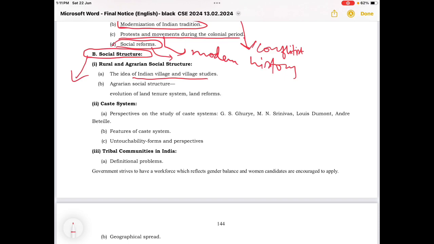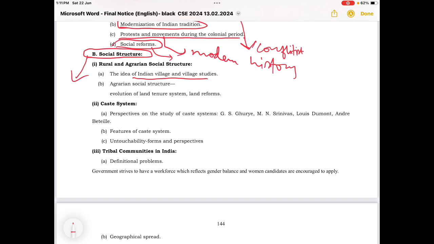So the things which we are witnessing today all have historical backgrounds. It's not the case that without any historical background, these things have come suddenly today only. No, that is not the case.